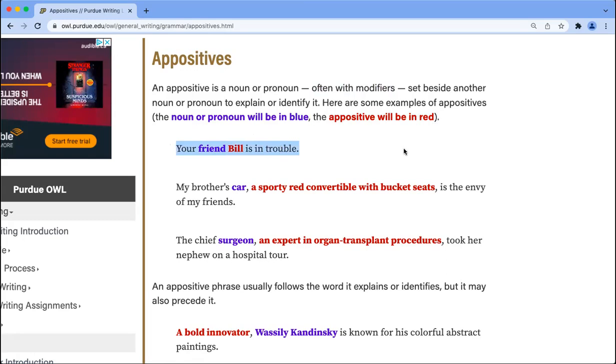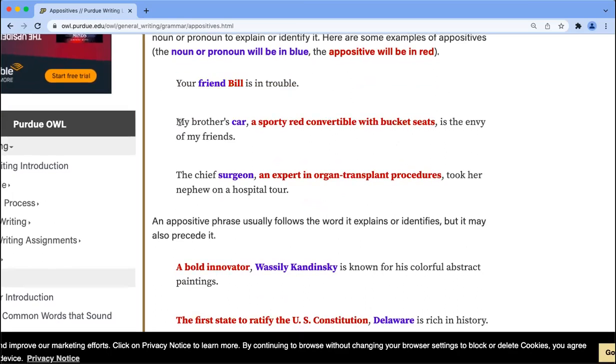So if I say your friend is in trouble, you definitely ask me a question, who, which friend? But if I tell you your friend Bill is in trouble, you say, ah, now I know. We use appositive to make the meaning of a sentence stronger, to modify, to make sure that the meaning is coming through. If I say my brother's car, and I explain what kind of car, I say sporty red convertible with bucket seats, comma before, comma after, is the envy of friends, this is an appositive.